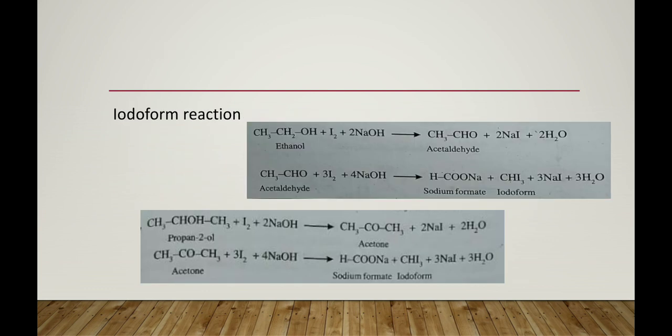Iodoform reaction. Ethanol reacts with iodine in presence of 2 NaOH to give acetaldehyde, and acetaldehyde on reaction with 3 molecules of iodine and 4 molecules of NaOH gives sodium formate and iodoform. Also, propan-2-ol on reaction with iodine and 2 molecules of NaOH gives acetone, and acetone on reaction with 3 molecules of iodine and 4 molecules of NaOH gives sodium acetate and iodoform.